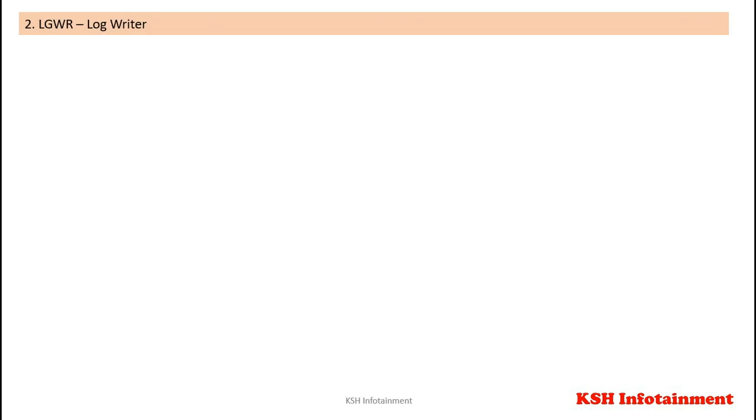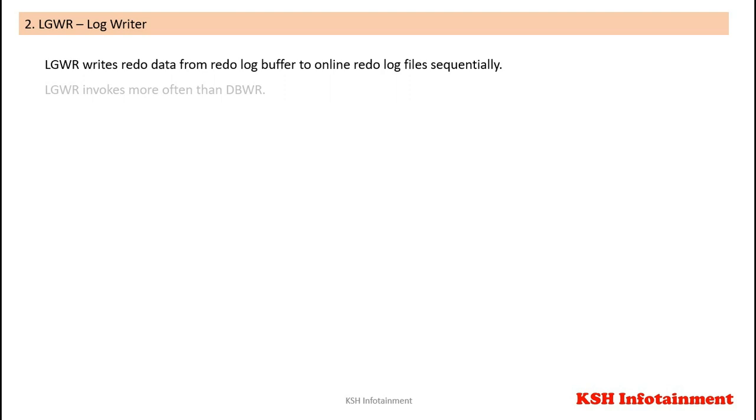Next, the log writer process. Log writer writes redo data from the redo log buffer to online redo log files sequentially. Log writer is invoked more often than DBWR because online redo log file sizes are too small as compared to database data file size.